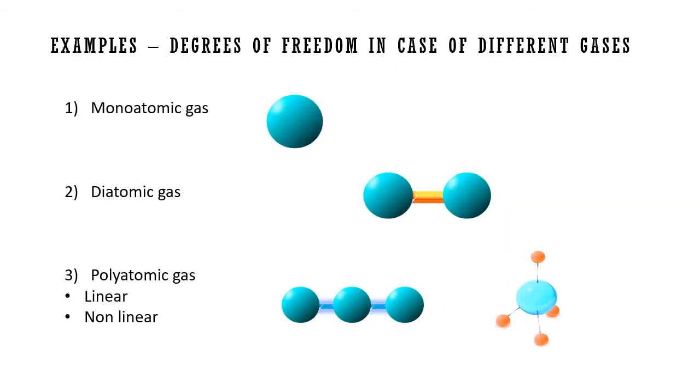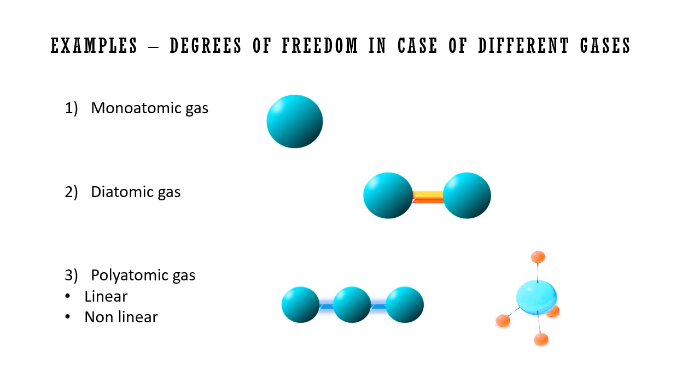Now we have three kinds of gases. First one is the monoatomic, which consists of one atom, and the second one is the diatomic gas, which consists of two atoms, and the polyatomic gas, which is the linear, which has more than two atoms. In this case, it's triatomic, that is three atoms. This is the linear one, non-linear one.